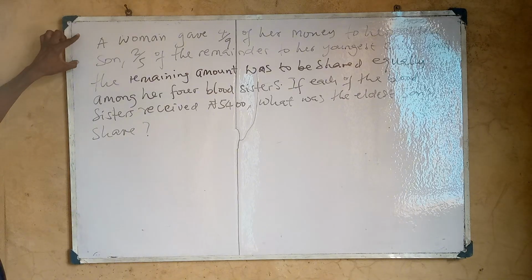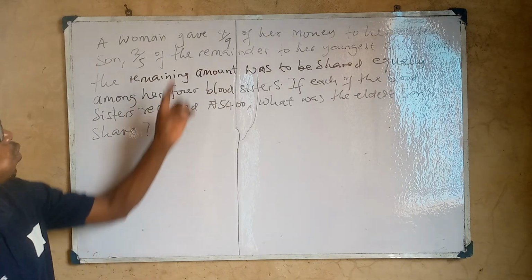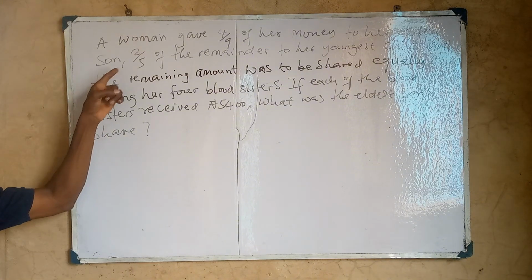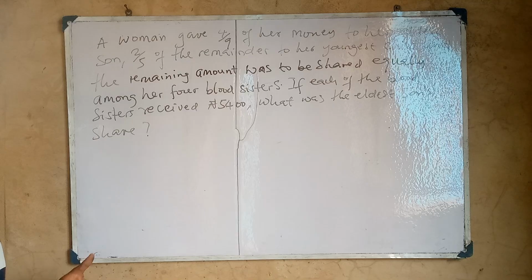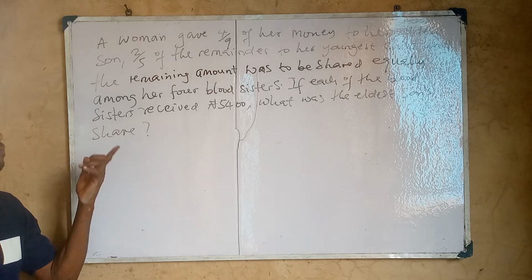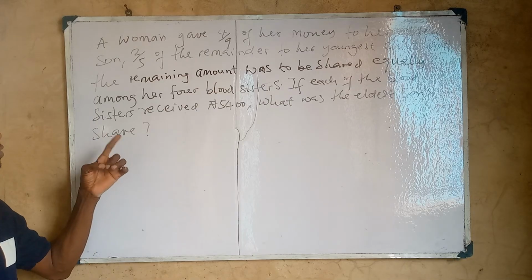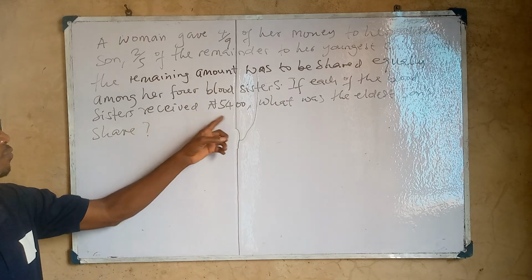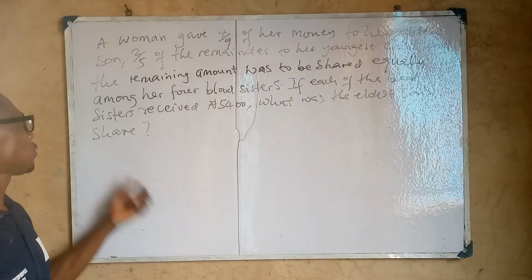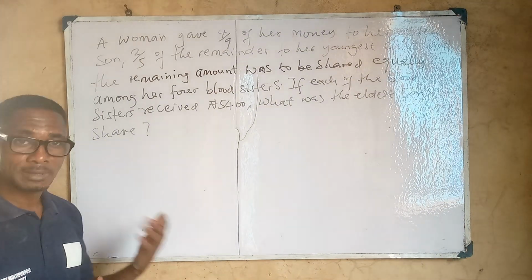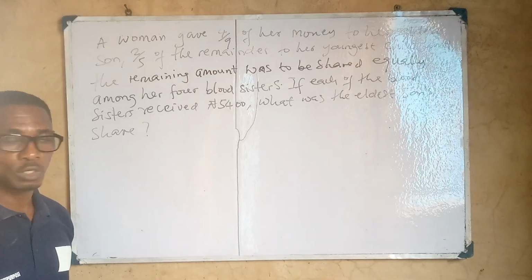Look at this question. A woman gave 4 over 9 of her money to her eldest son, 2 over 5 of the remainder to her youngest child, and the remaining amount was to be shared equally among her 4 blood sisters. If each of the blood sisters received 5,400 naira, what was the eldest son's share? Is it difficult? Just follow me step by step on how you go about this kind of question.